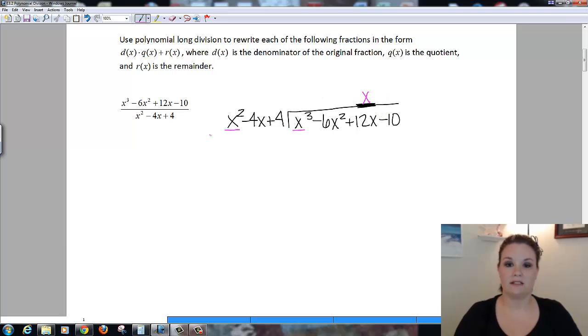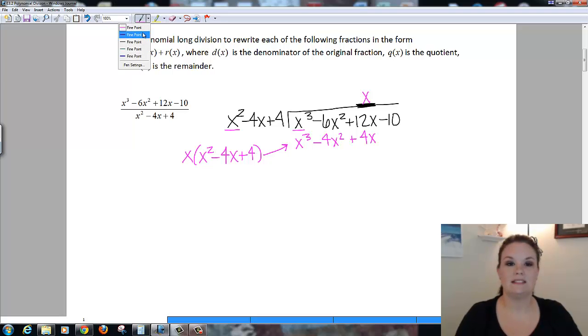So I'm going to do x times my divisor out here and write it under here. I'm going to do x times x squared minus 4x plus 4, and whatever that equals, I'm going to write here. Now you don't have to write out this part that's in pink. I'm just doing it to show each step more elaborately. Okay. So x times x squared is x cubed. x times negative 4x is negative 4x squared, and x times 4 is positive 4x.